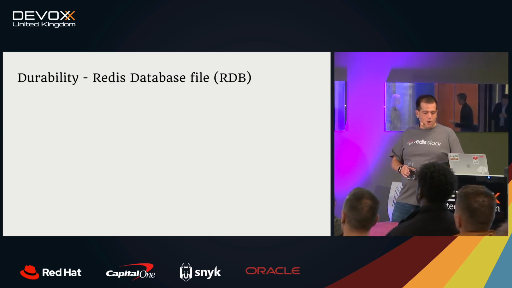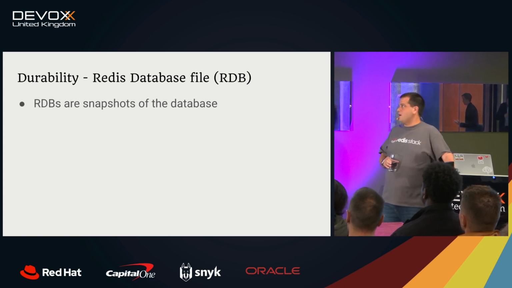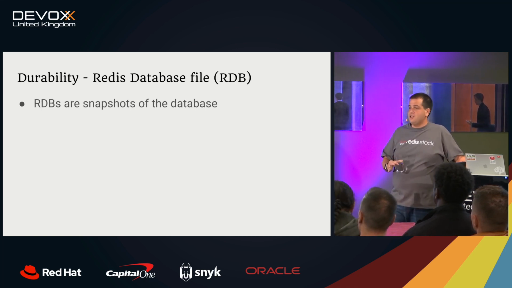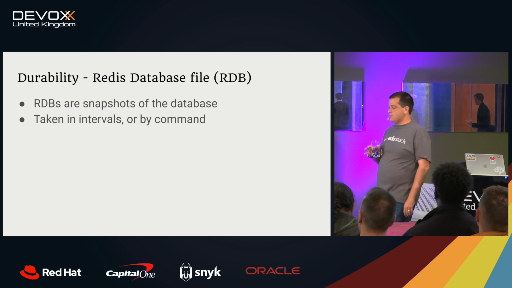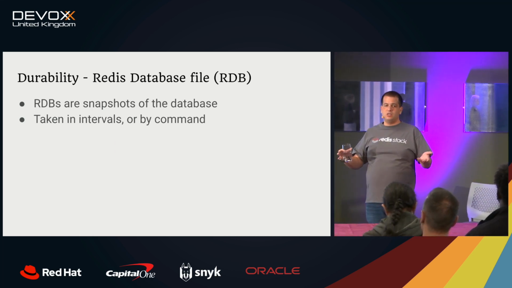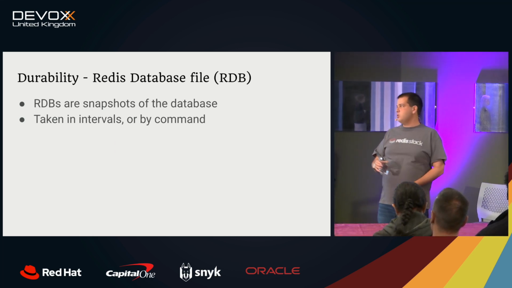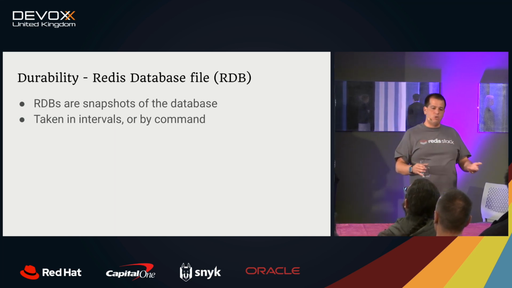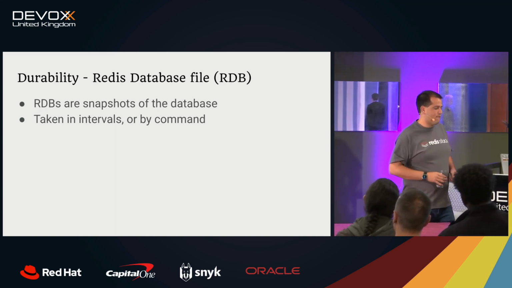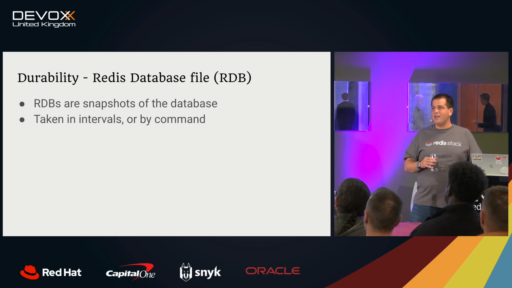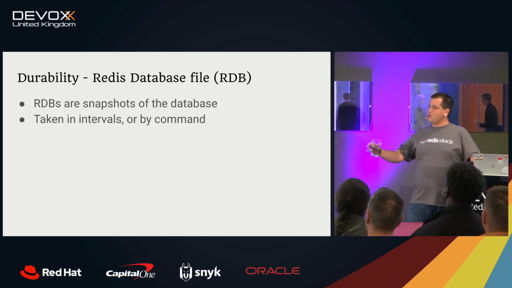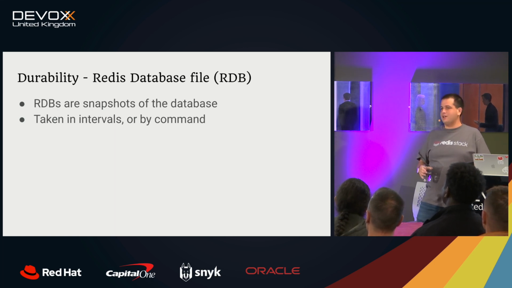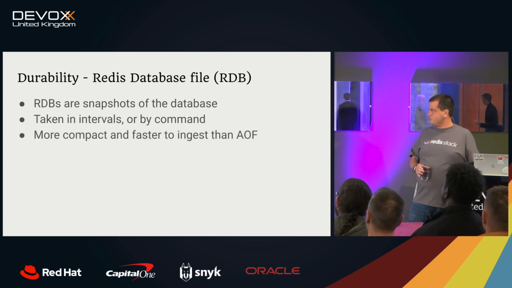So the RDB file is a little bit different than an AOF file. An RDB file is basically just a snapshot of the database at any given point in time. And you can take these by configuring Redis to take them in intervals, or you can actually issue a command to tell Redis to create the RDB file in the background. I think it's a background thread. Somewhere in the background, it's going to do it. It's just not blocking the Redis server while it's doing that.